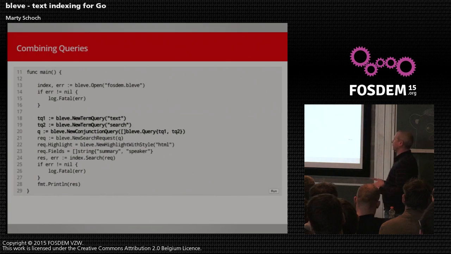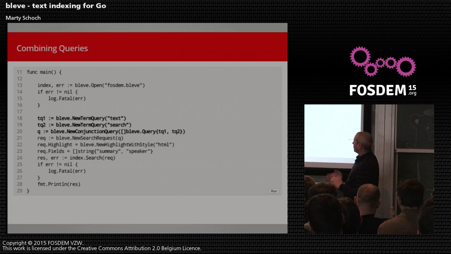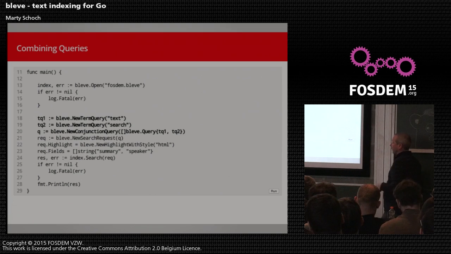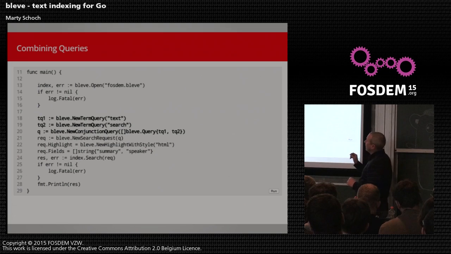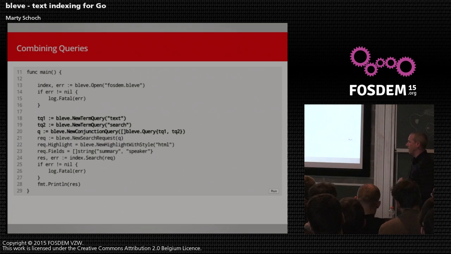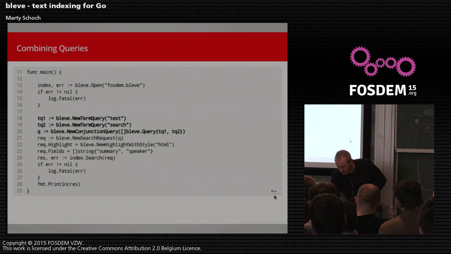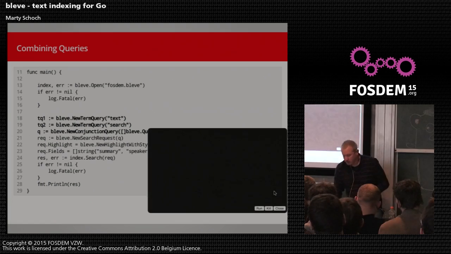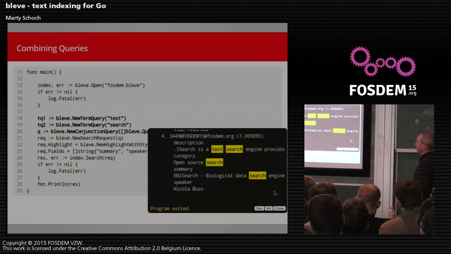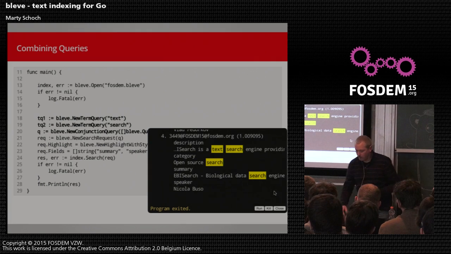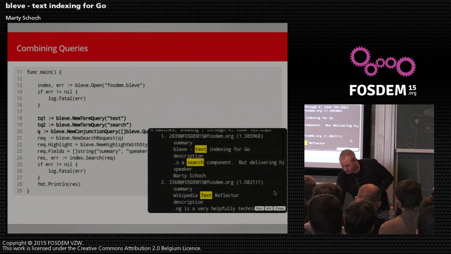Now, you don't get too far before you want to be able to combine simpler queries into more complex queries. We have conjunction and disjunction. What I'm going to show here is a conjunction query for the term text and the term search. So it's sort of like the phrase text search, but there's no position requirement. They don't have to be side by side. They just have to both be in that particular document. And when we run this one, again, it's going to match slightly more documents now because this is a more general query. So this matched 4 documents at FOSDEM that were about text search.